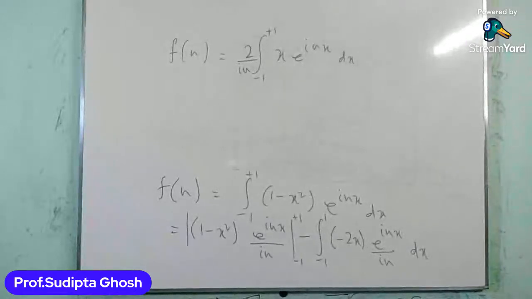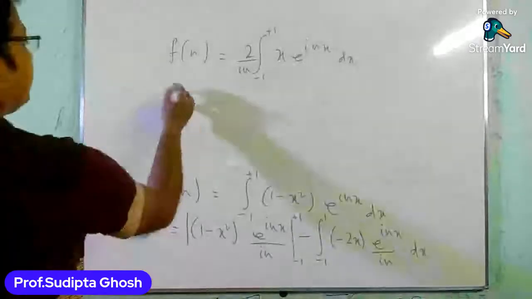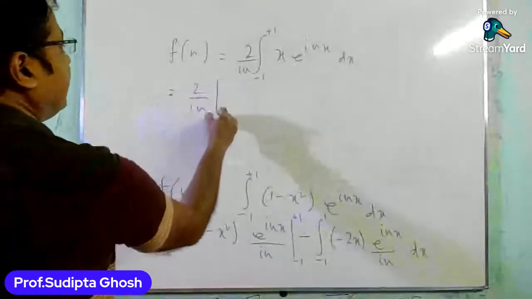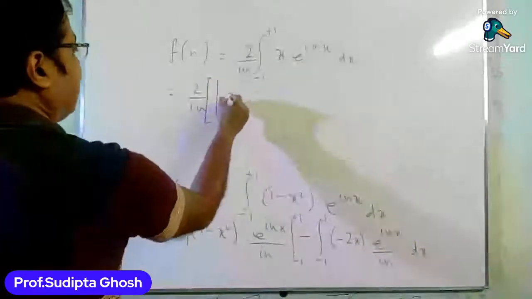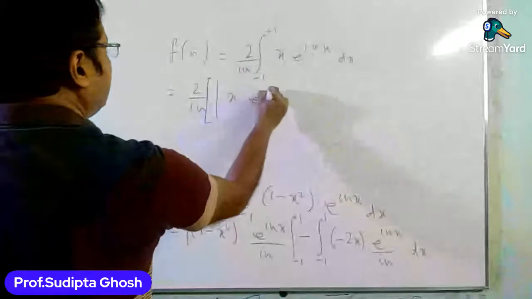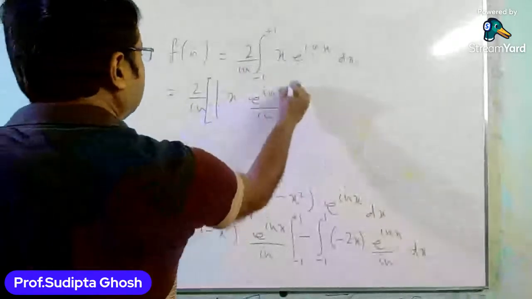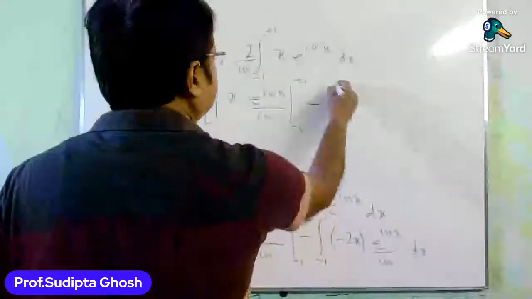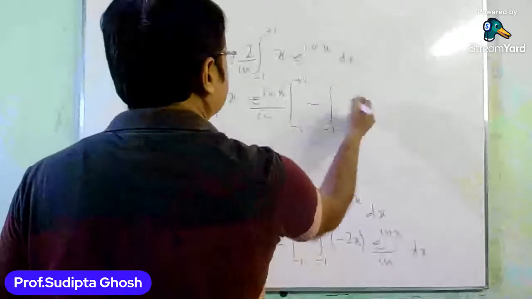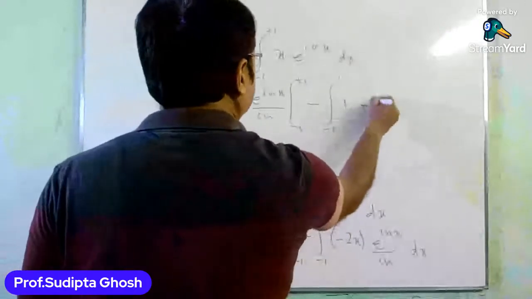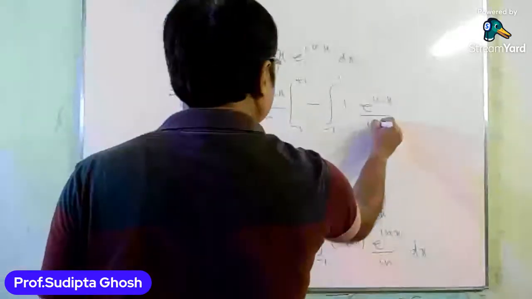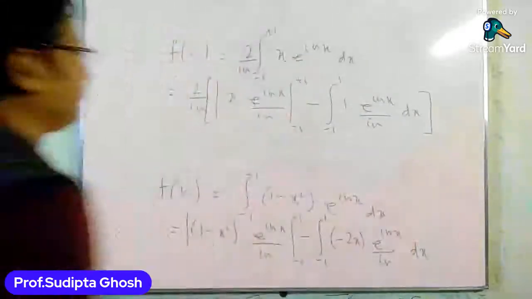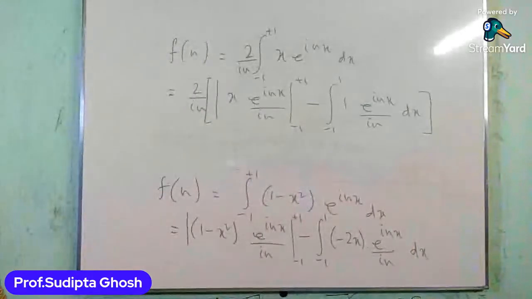Now again proceeding and following the integration by parts here. So it will be 2 by i n, and then the first function, that is x, into integral of the second, that is e to the power i n x by i n. The limit is minus 1 to plus 1, then minus integral from minus 1 to plus 1, differential of the first, that is 1, into integral of the second, that is e to the power i n x by i n, into dx. Is it okay?